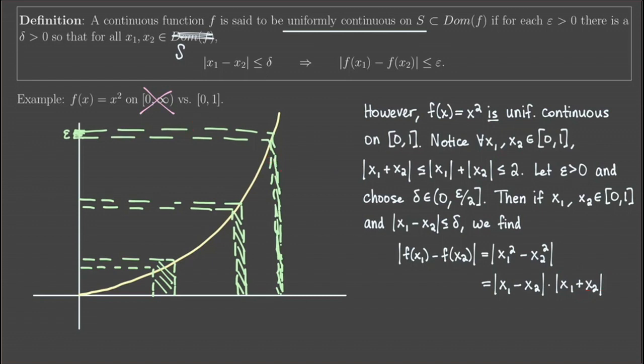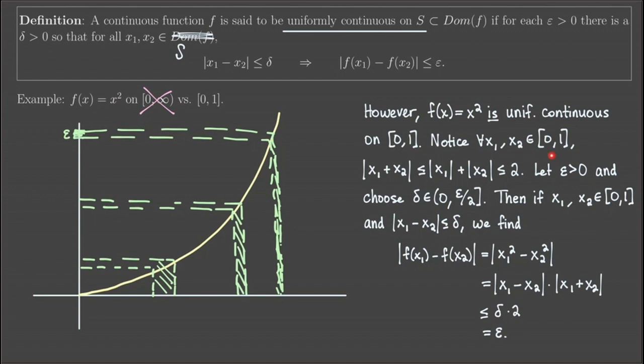However, between 0 and 1, that second term is less than or equal to 2. So now we have that if x1 and x2 are any two arbitrary points in our domain from 0 to 1, the distance between their outputs is less than or equal to epsilon. So this function is not uniformly continuous from 0 to infinity, but it is uniformly continuous from 0 to 1. Therefore, this notion of uniform continuity depends not only on the function in question, understanding what the function itself looks like, but the underlying domain. So this is a statement about a function together with the domain.